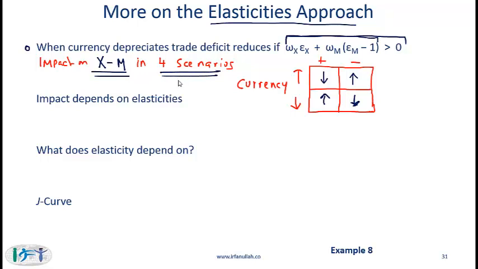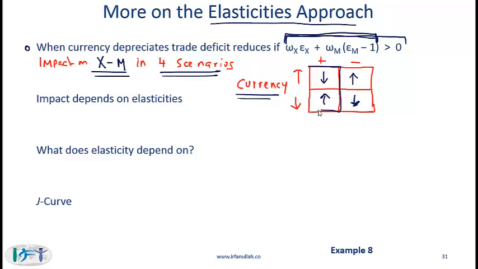Now, what are those 4 scenarios? They are depicted in this 2x2 matrix over here. The vertical axis represents currency. This means currency going up, and the bottom part is currency going down. On the horizontal axis, we represent whether this expression is positive or negative.